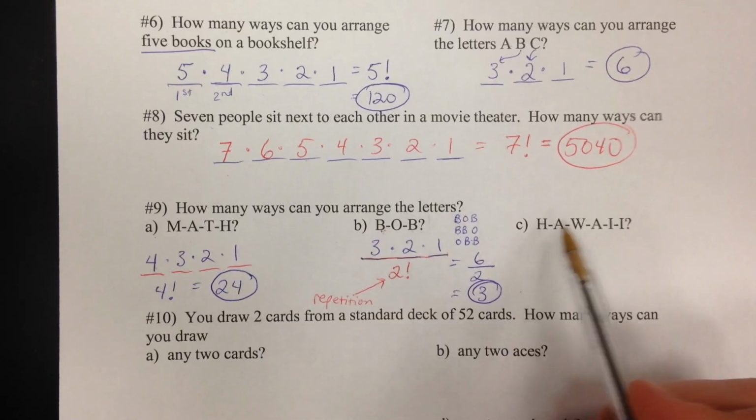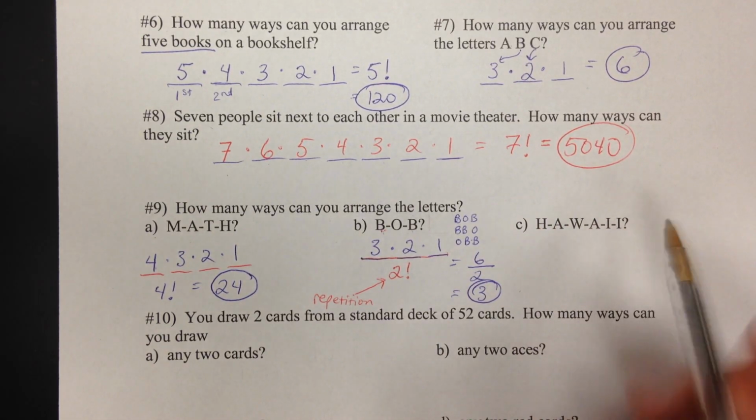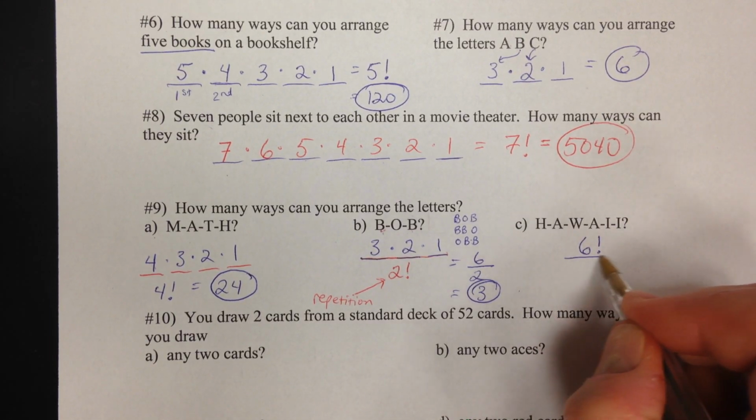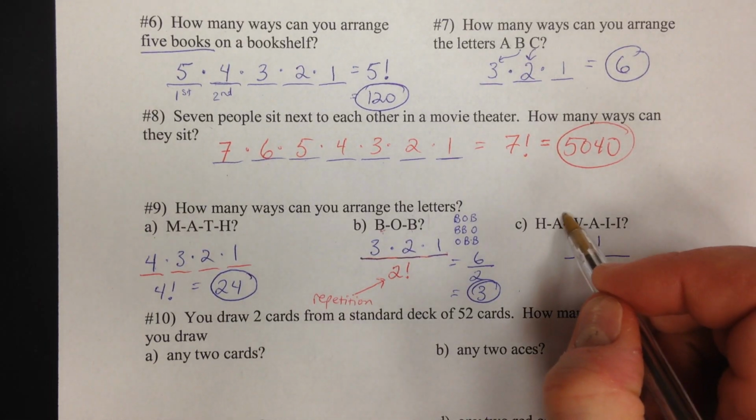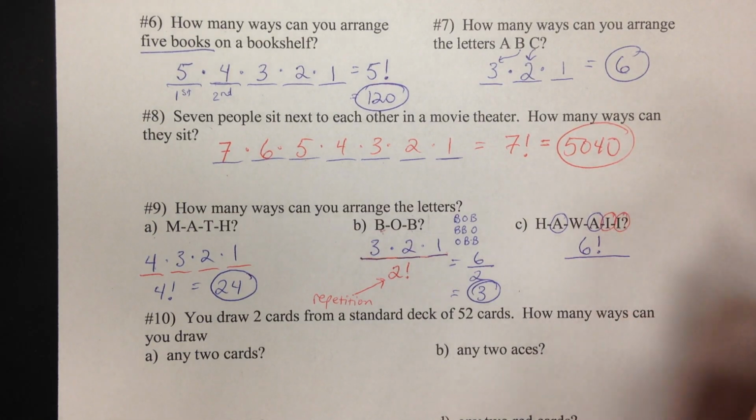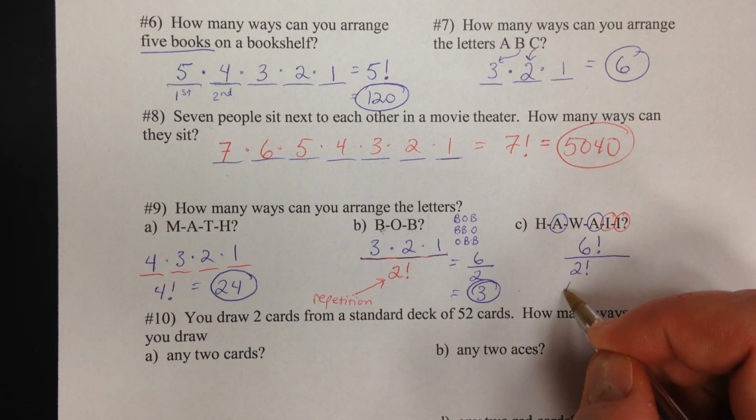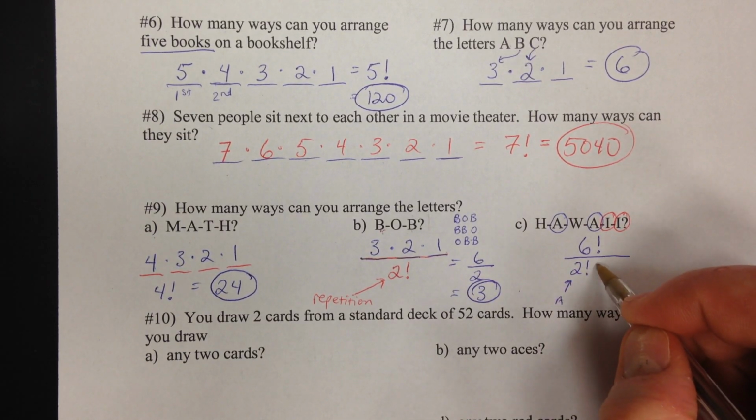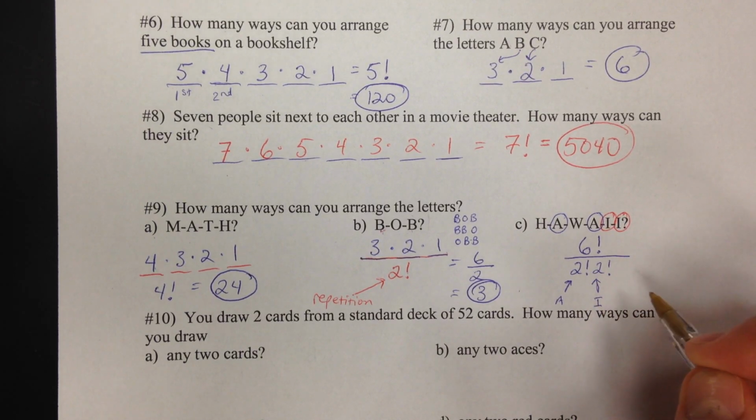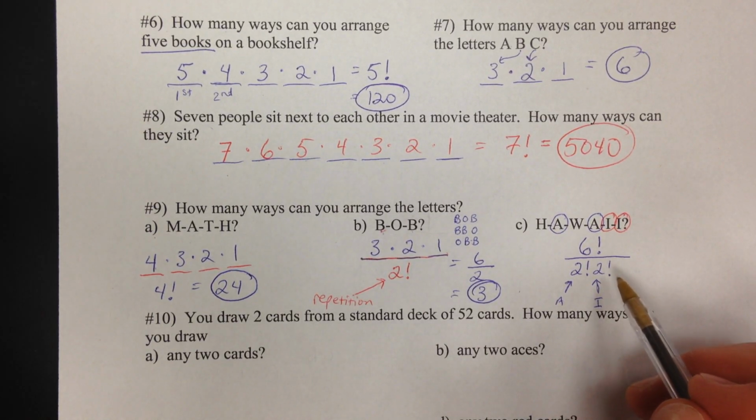So for Hawaii, 1, 2, 3, 4, 5, we have 6 letters. Normally we would say 6 factorial. The problem is that you have 2 A's, and we also have 2 I's. So we're going to have to divide out that repetition. So I'm going to put 2 factorial, those are for the A's, and then 2 factorial again, those are for the I's. If a letter repeated 3 times, we would make 3 factorial, or 4 times would be 4 factorial.